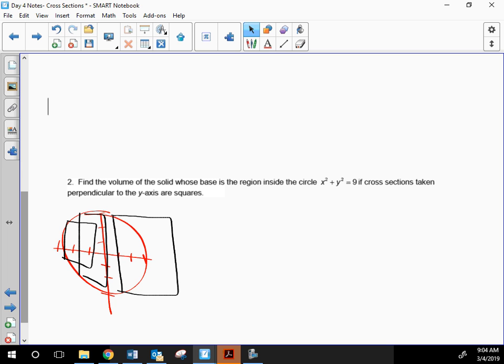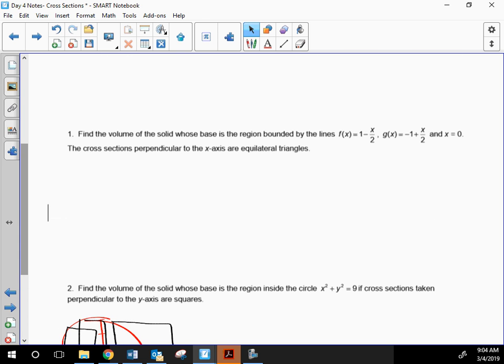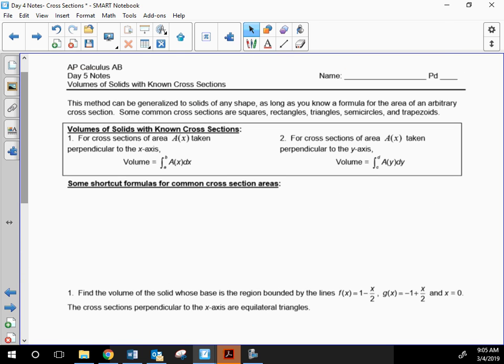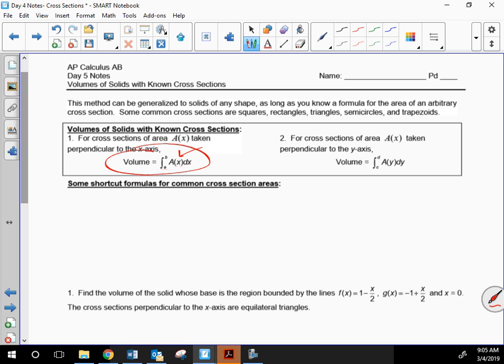Now, within the problem, they will always tell you your region, and they will always tell you your cross section. So, for example, number 2 here, it says our cross sections are perpendicular to the y-axis. We're going to actually rotate that, but they're squares. Whereas for number 1, our cross sections were equilateral triangles. Now, all that that does for us in terms of integrating is it just changes which area formula we're using, because our formula is the same as it was before. It's just the integral of your area of the cross section. It's just now our cross sections are not always circles, so it's not always pi r squared. It depends on what your cross section is, but they have to tell you what your cross section will be. Okay.